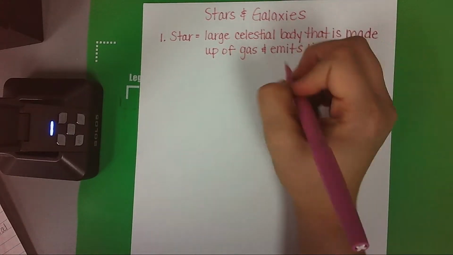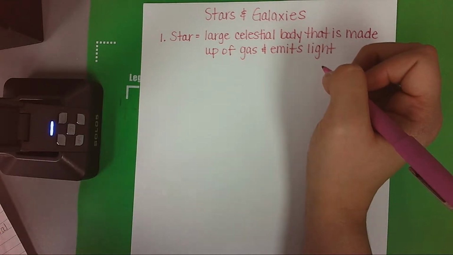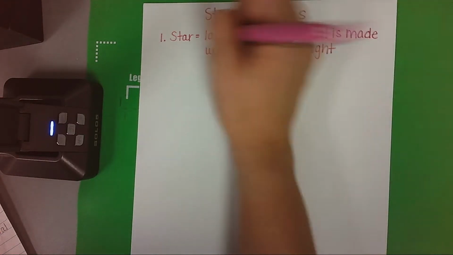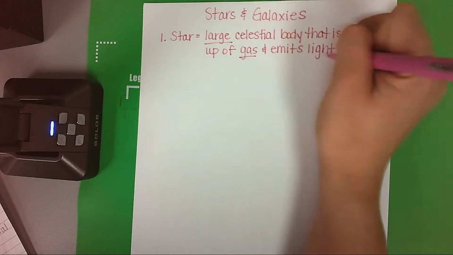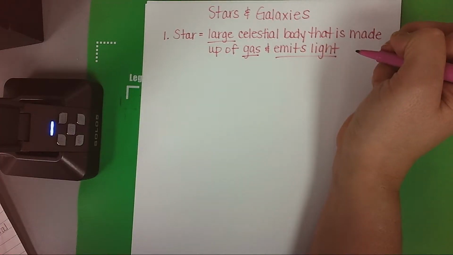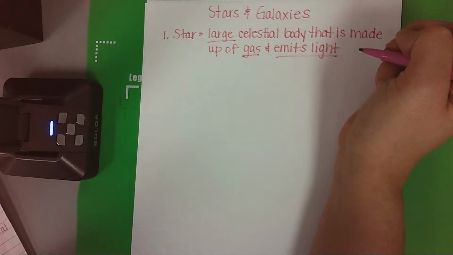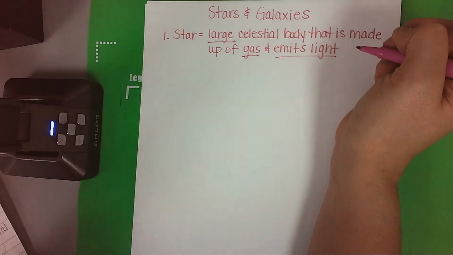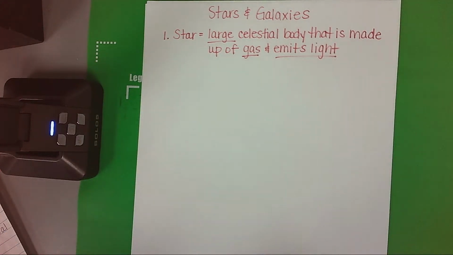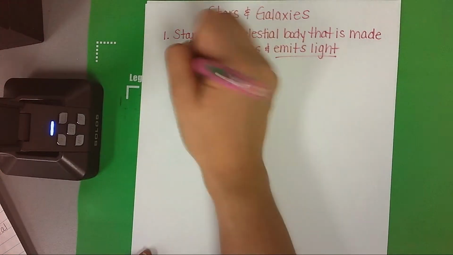So let's look at what are some important words from this definition. Large would be important, made up of gas, and emits light. That's how you're going to be able to determine what is a star when we start studying different objects in space. It has to be large, it has to be made up of gas, and it has to emit light. You can kind of look at those as the requirements, the criteria.